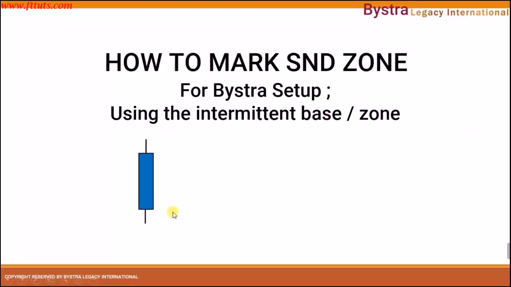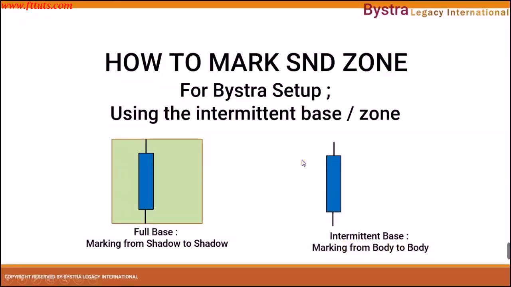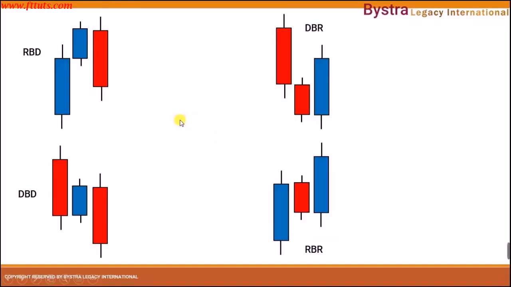First, this is a candlestick chart. For example, this is the base. Okay, guys. For a full base, we normally mark from the shadow to the shadow. So this counts as a full base. For an intermittent base, we only mark from the body to the body like this. So remember, guys, all of our Bystra setups, all of our entry points and so on will only be using the intermittent base as our entry point of supply and demand. Now let's look at this one. Here there are 4 types of supply and demand.